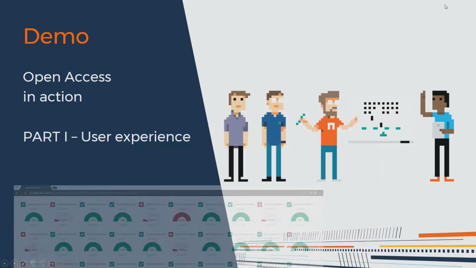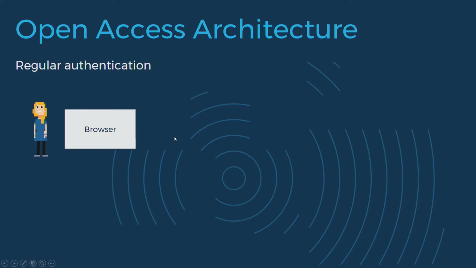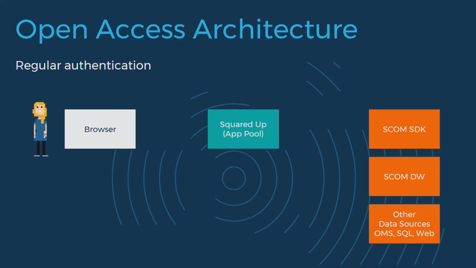All right, let's come back to the slides. So in terms of how open access is working under the hood, what I'll first do is just recap how regular Squared Up access works. We have our end user, they have the browser. We know we have our Squared Up instance. In this case, I'm specifically highlighting the application pool that Squared Up runs as. And of course, we know at the back end, we've got SCOM, so via the SCOM SDK, we've got the SCOM data warehouse, and we've got other data sources like OMS, SQL and Web API endpoints.